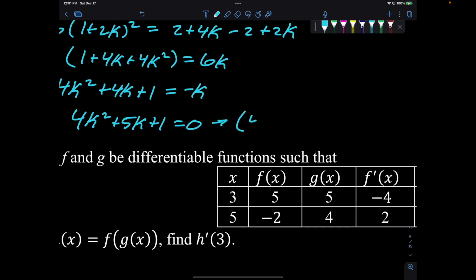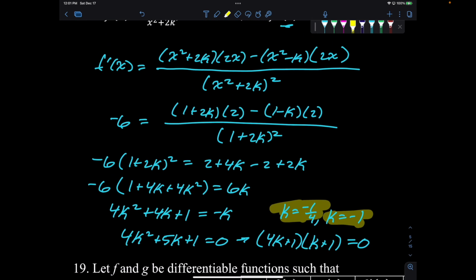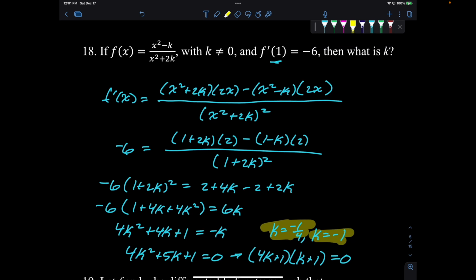If I do 4k, k, yeah, 1 and 1. Okay, I thought that did not factor. So I'm getting k is -1/4, or k is -1. Does something about either of these make this problem not work? So k is not allowed to be 0, but I don't know. I think it works.